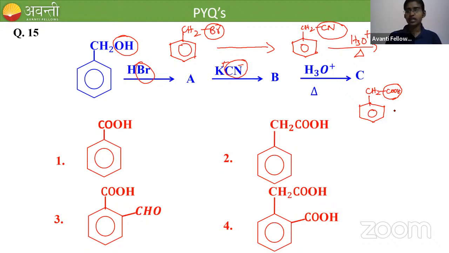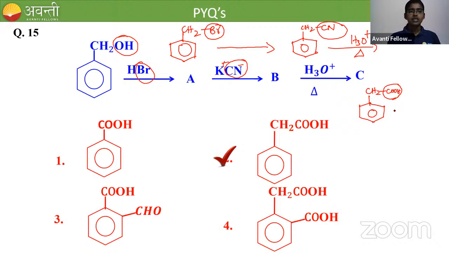So which is the correct answer? Some of you have already got it. Option 2 is the correct answer. C6H5CH2COOH, phenyl acetic acid, is the name of this compound and it is given in option 2, which is the correct answer.